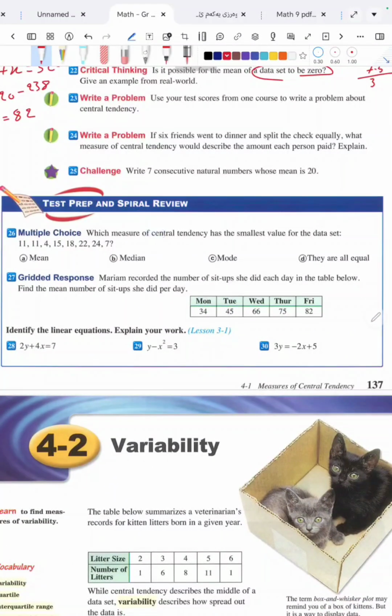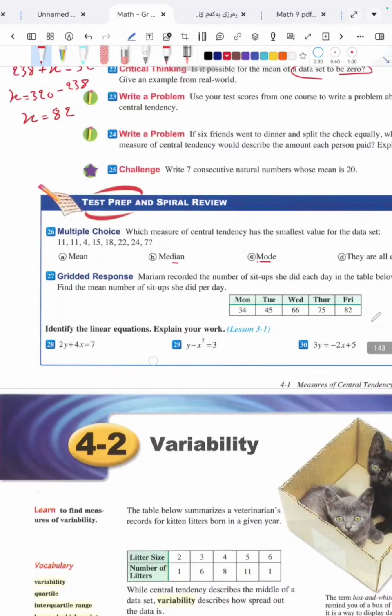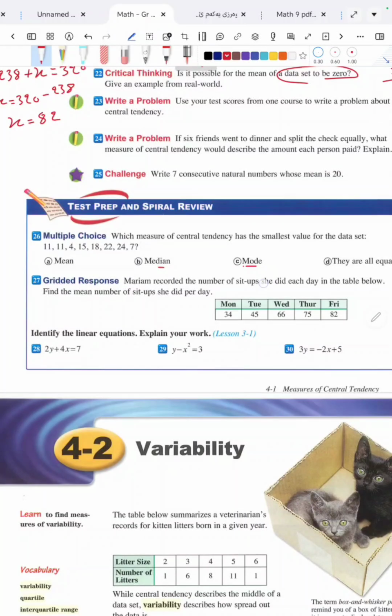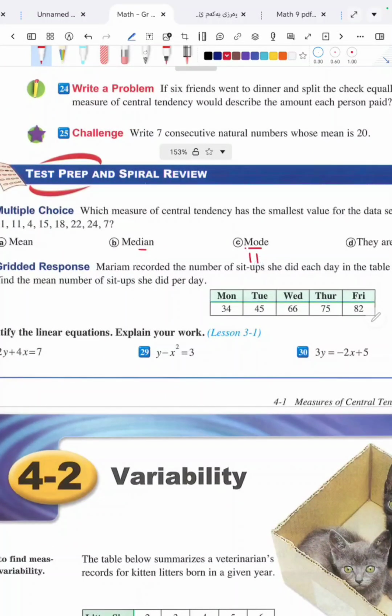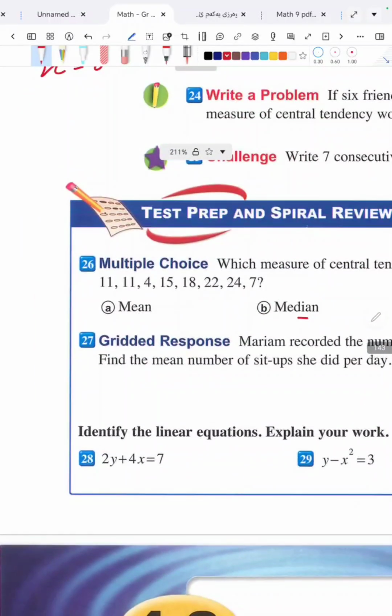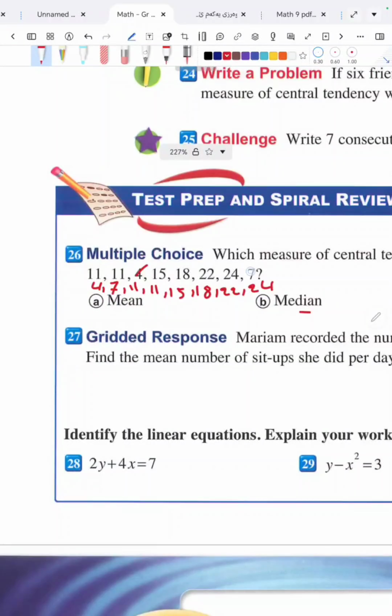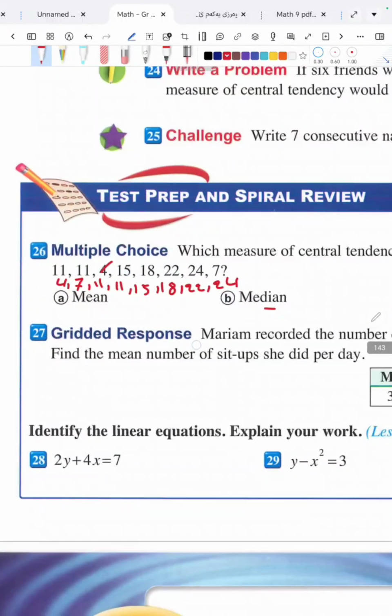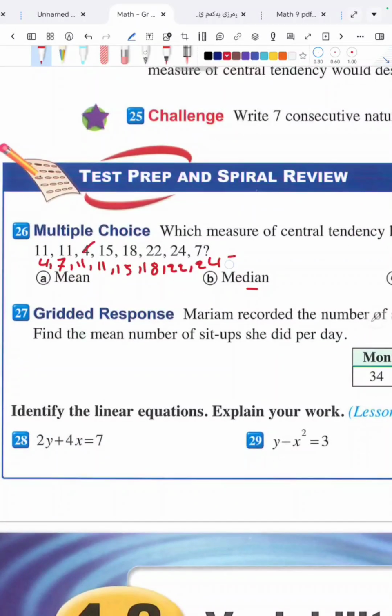Question 26. Which measure of central tendency has the smallest value of the data set? You have to find mean, median, and mode. Mode is which one is repeated? 11. So for median, you have to order them. It will be 4, then 7, then double 11, then 15, 18, 22, and 24. For mean, add them all, then divide by the count: 1, 2, 3, 4, 5, 6, 7, 8. 112 divided by 8 equals 14.